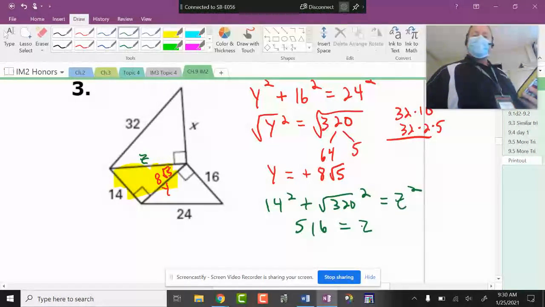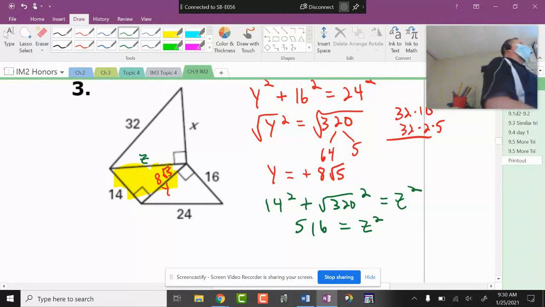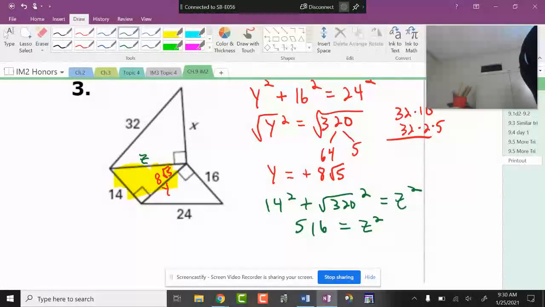Now listen to what I do with this one. I'd go to my calculator. I would actually divide by 2. I divide by 2 again. I got 129. Okay, so I divided by 2 twice.